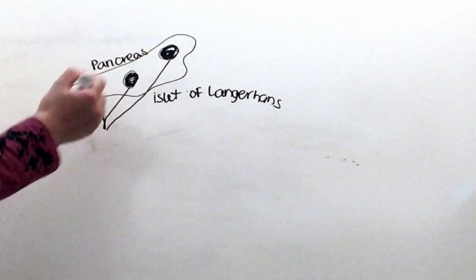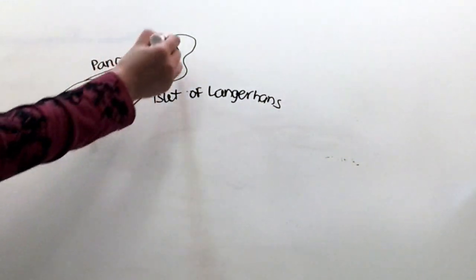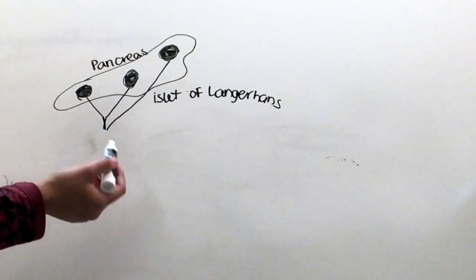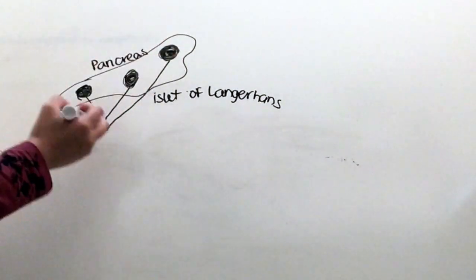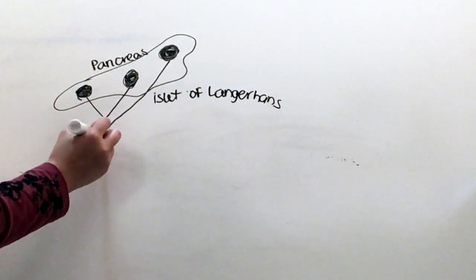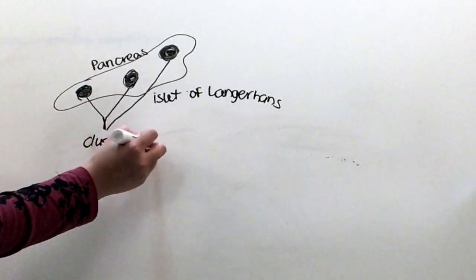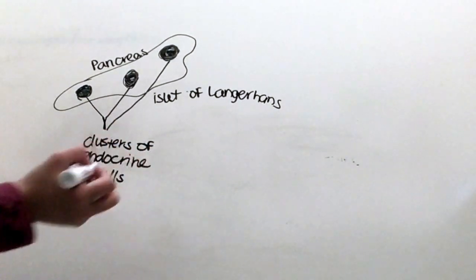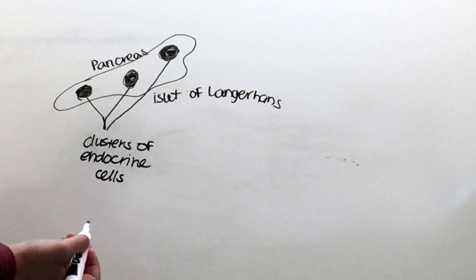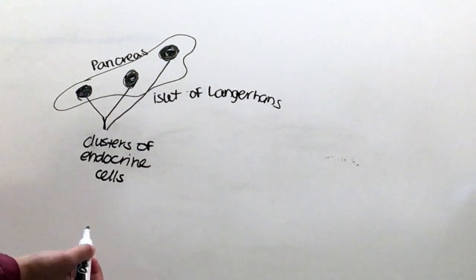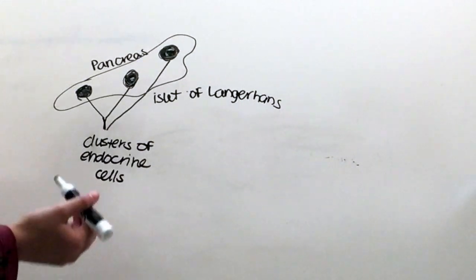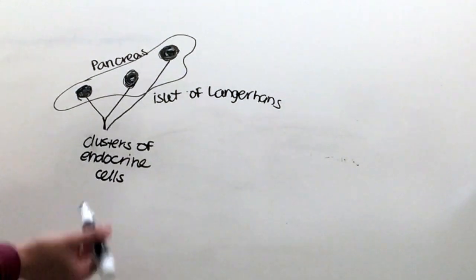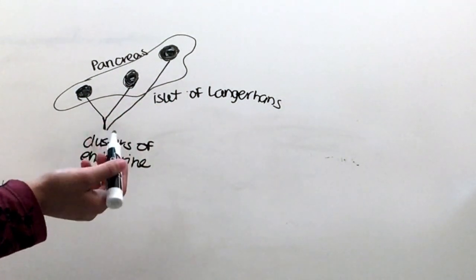So within the pancreas, I've drawn these islets, or like these clusters of cells that are distinctly different from the other areas of the pancreatic tissue. And these islets are basically clusters of endocrine cells. So the pancreas does a lot of things in regards to digestion for us, right? But it also has a lot of other things that it participates in and contributes to, and these endocrine cells are a big part of that.